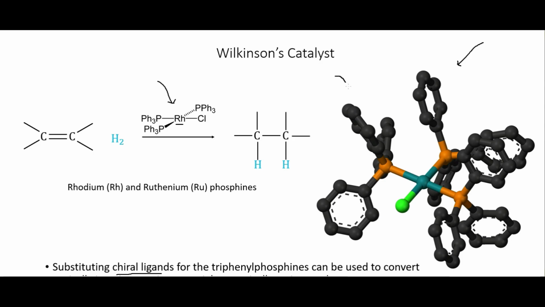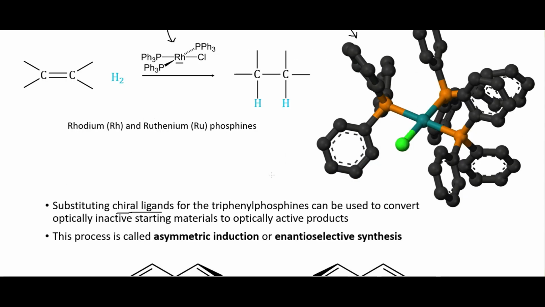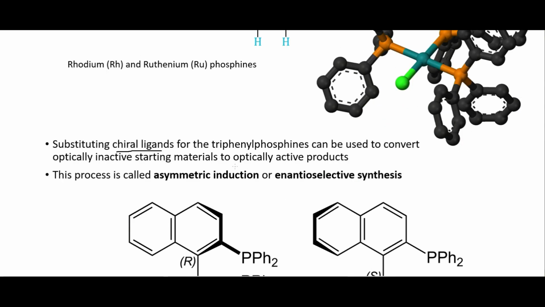So we have these big triphenylphosphines here. We can put chiral ligands onto them, and we can use that to convert an optically inactive starting material to an optically active product. So we can have this be enantioselective here. We can select for the R or S enantiomer in our product. And that's why this process is called asymmetric induction or enantioselective synthesis.